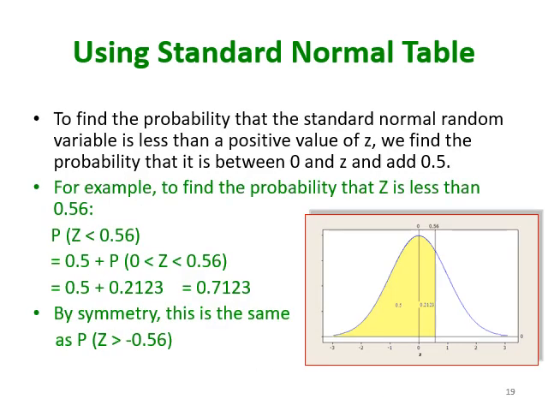Now we look at a different case. Here we want to find the probability that Z, the standard normal random variable Z, is less than a certain positive value. Let's say in this example it's 0.56. We want to find the probability that Z is less than 0.56.